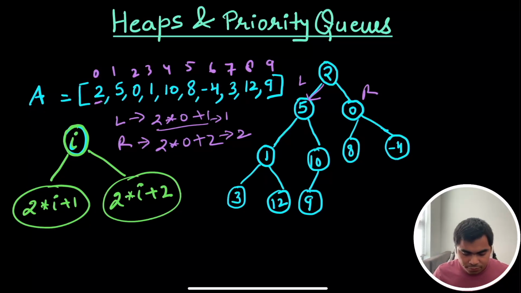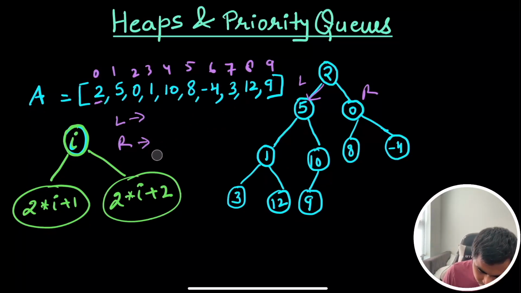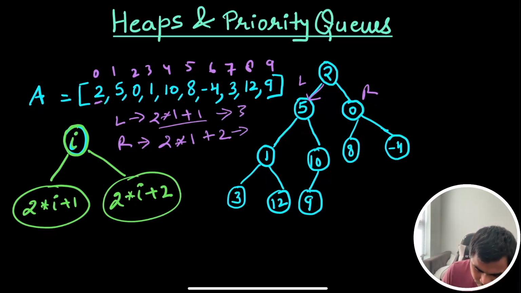In the same way we can convert for 5. 5 is present at index 1, so where are its left child and right child going to be? We can do the same calculation for 5. I'm just going to do one more, and then we'll know what we are actually trying to do. That will be 2 times 1 plus 1 and 2 times 1 plus 2. So this will give me 3, and this will give me 2 times 1, 2, plus 2 is 4. Okay, so 5 is right here. 5's left child is 1, which is present at the third index. The left child is 1, and the right child is 10, which is present at the fourth index.